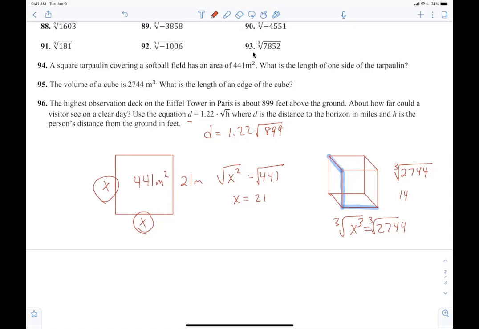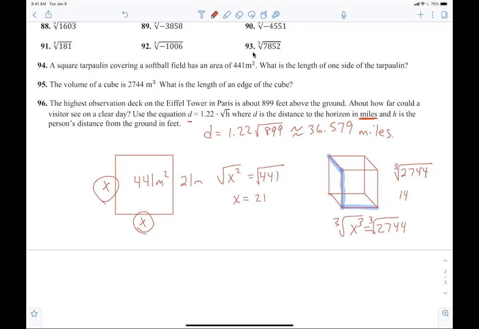So now everybody's got to type in on their calculator 1.22 times the square root of 899. And it should be around 36.6. What's the answer approximately? 36.579. And that would be in what though? In miles. All right, that would be in miles. Is everybody okay with that? Anybody have any issues? All right, so I did the hard problems there for you.